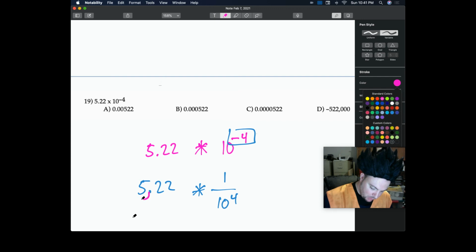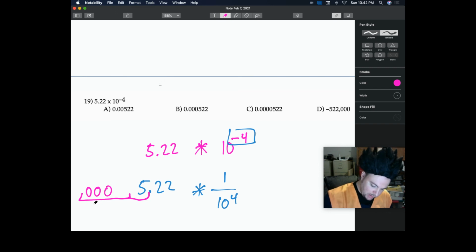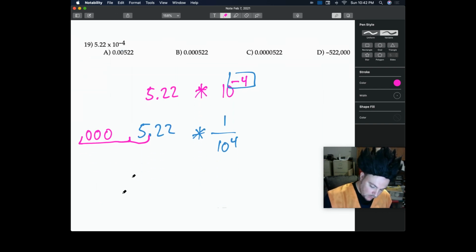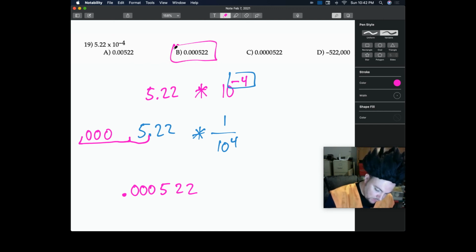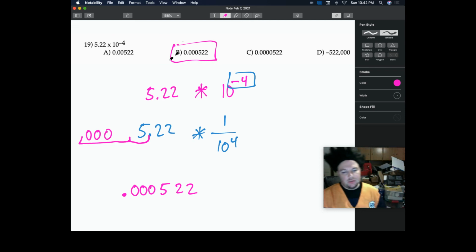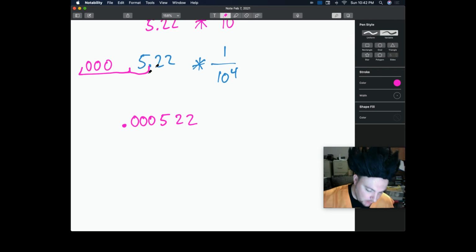So what does that mean? I'm going to jump 1 from here, and then I'm going to have 3 more zeros for a total of 4. So this becomes 0.000522. So we have 3 zeros and 522. 3 zeros and 522. And there you have it. So just use a little common sense. Ask yourself, am I making the number bigger or am I making the number smaller?